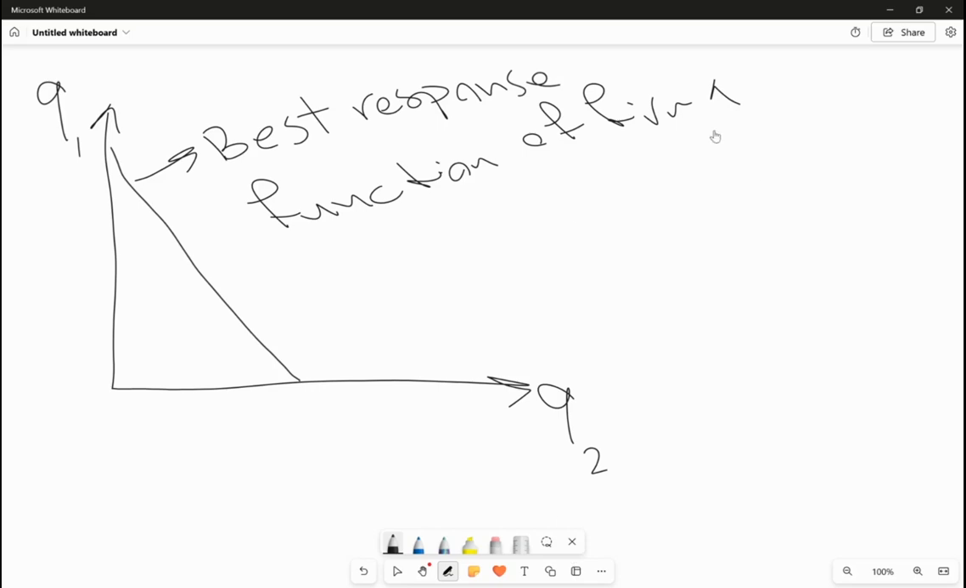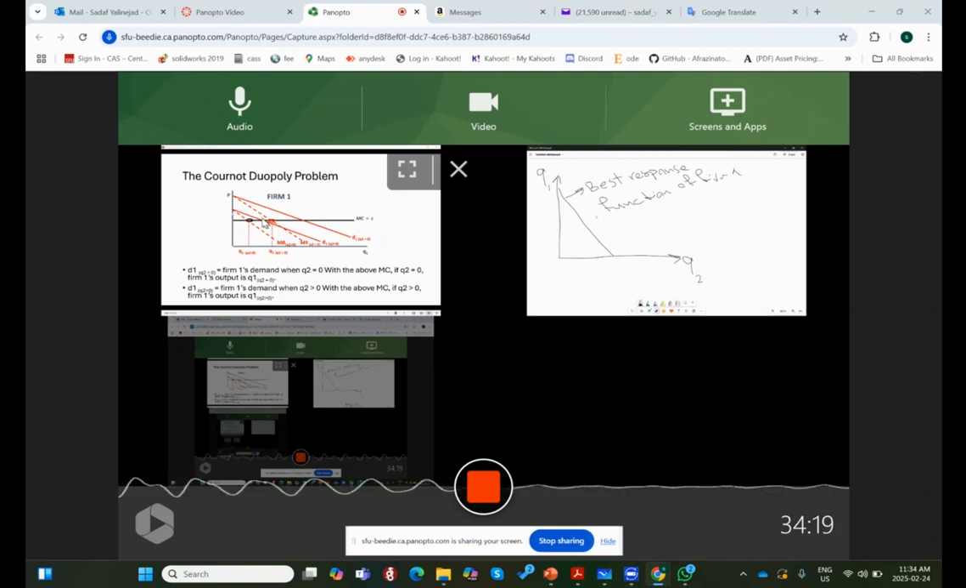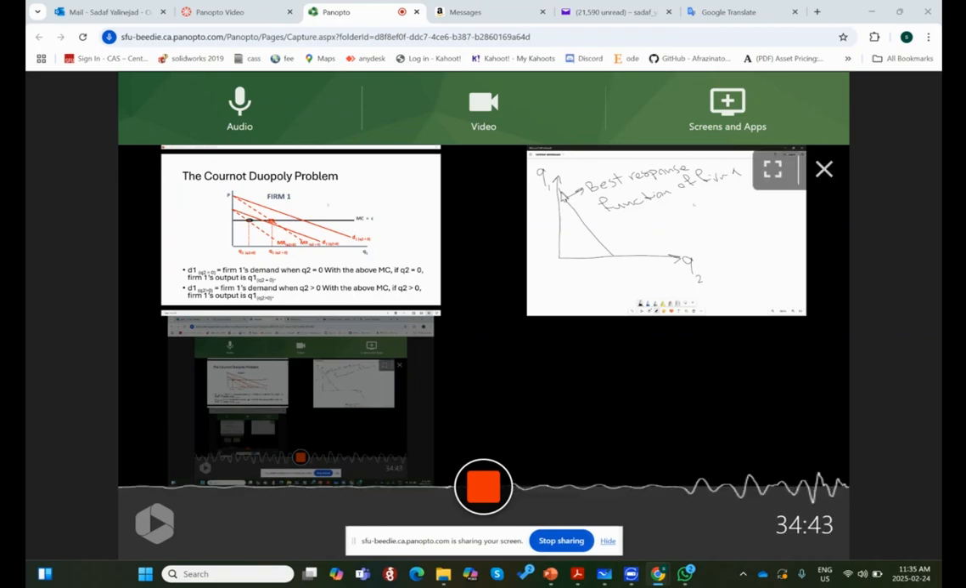Look at this graph here. If firm 2 was producing 0, that was the demand curve for firm 1. But as Q2 becomes positive, the demand that firm 1 faces is decreasing, right? So as firm 2 is producing something, there would be less demand left for Q1, right? So that's why this response function is a decreasing one, right?